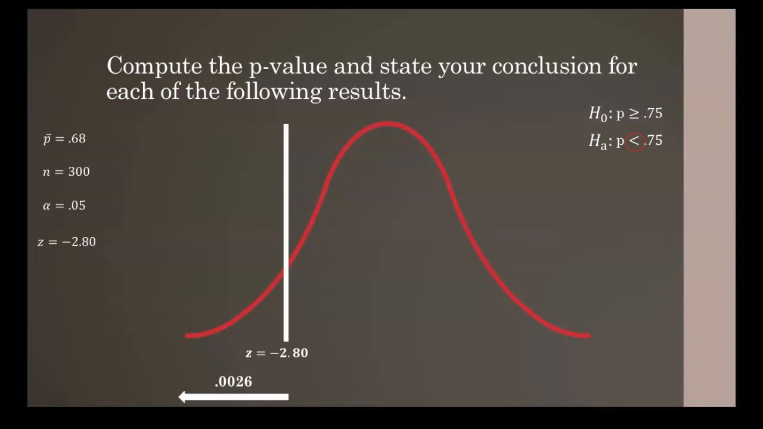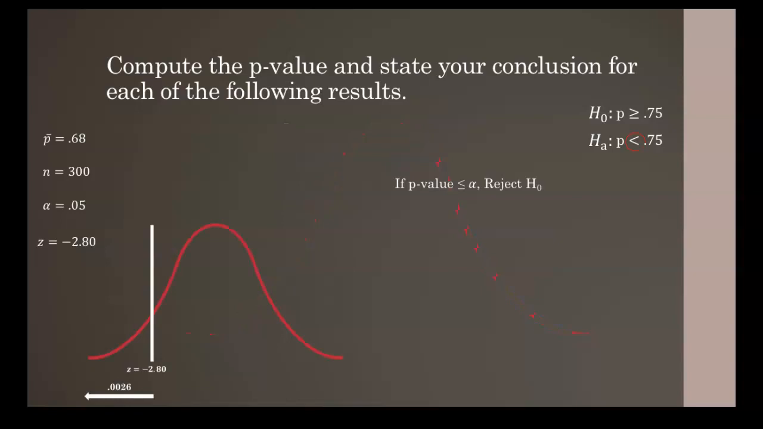Now we can use this p-value to figure out a conclusion. We have this rule that we'll follow, where if the p-value is less than or equal to alpha, we're going to reject the null hypothesis. Well, we said our p-value is 0.0026. We were told at the start of the problem that alpha is 0.05. So our p-value is less than or equal to alpha, so our conclusion is that we will reject the null hypothesis.